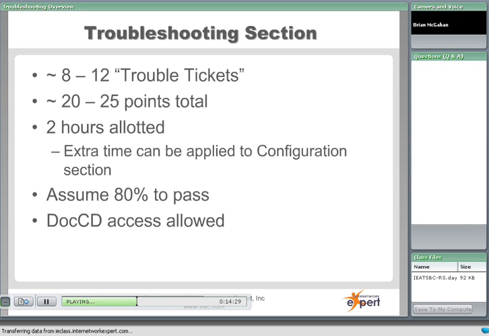The key here is that there's going to be some sort of baseline configuration built in the network design. We are presented with a problem that we must solve, and then the ultimate goal is to get the configuration back to the baseline so that the network is functional.